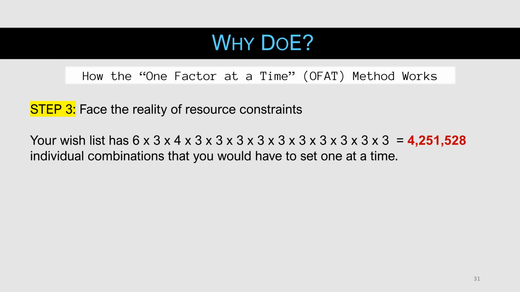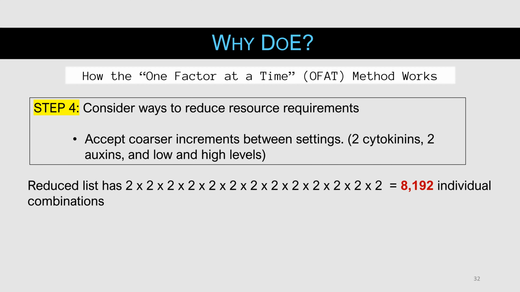Step 3 is to face the reality of resource constraints. Our wish list requires over 4 million treatment combinations that would have to be run one at a time. Step 4 is then we consider ways to reduce the resource requirements. Perhaps we would accept fewer auxins and cytokinins, or perhaps coarser increments between the settings. So this reduced list has a little over 8,000 individual combinations. This is a big improvement, but it's still way beyond our resources.